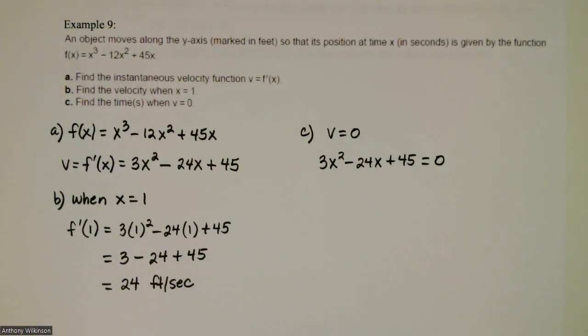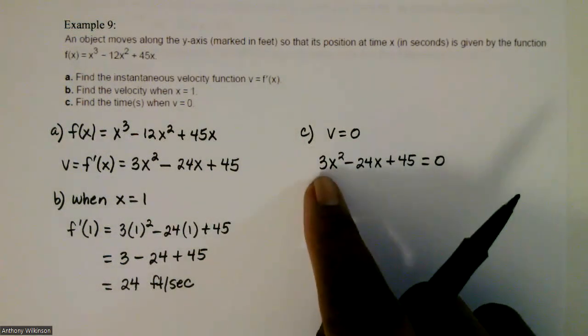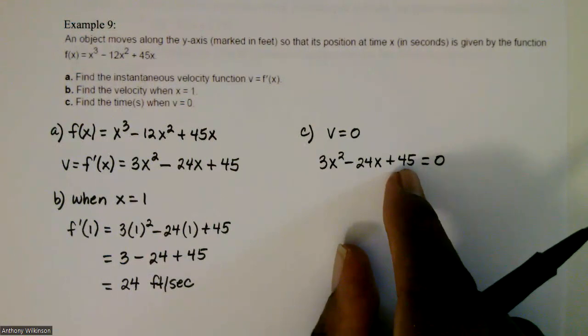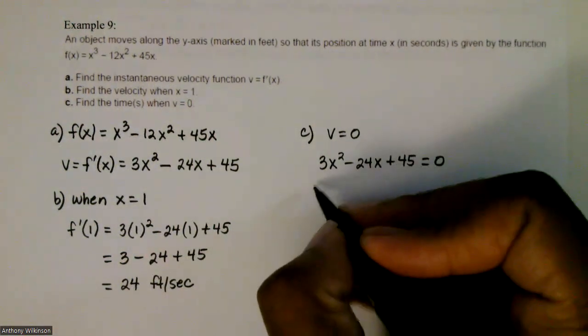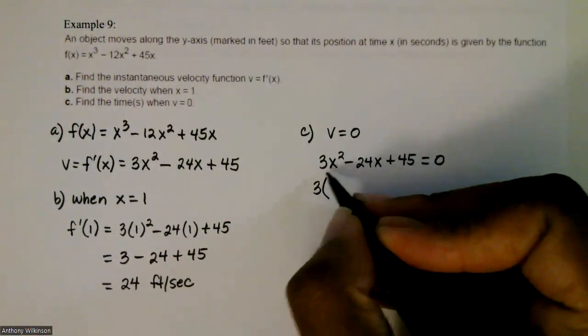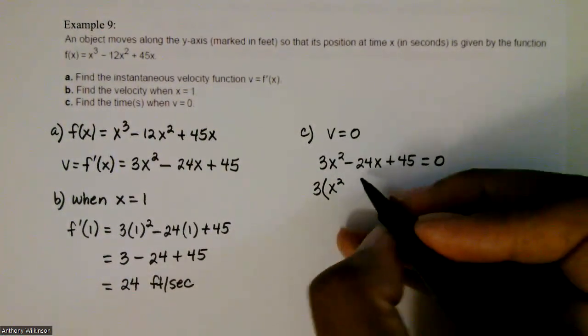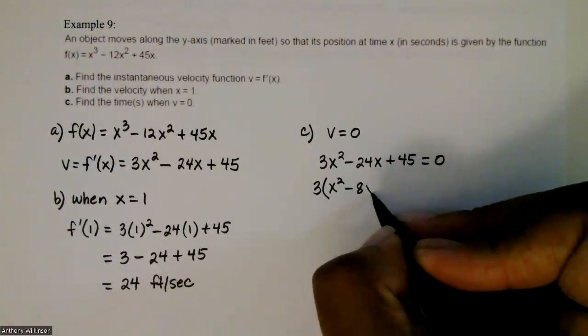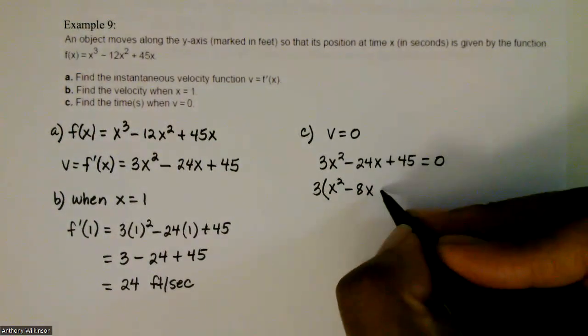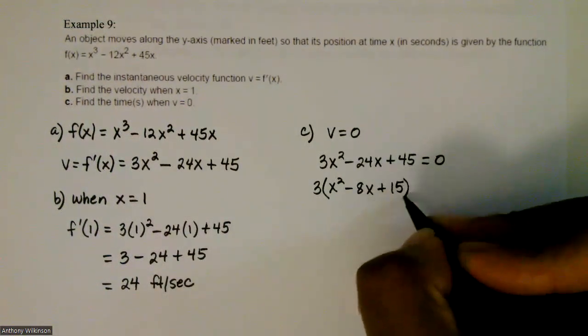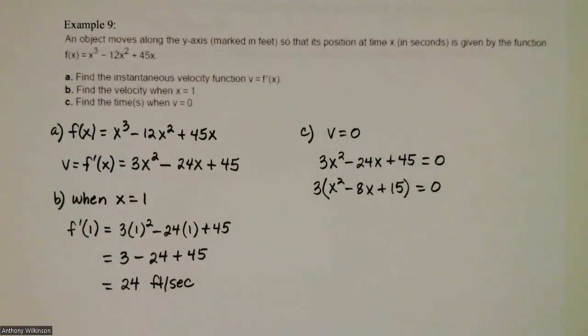Now we're going to factor this completely. In this case, we do have a common factor of 3. So we're going to factor out the 3. We're going to have 3x squared divided by 3 will be x squared, minus 24x divided by 3 will be minus 8x, 45 divided by 3 will be plus 15, equal to 0. Now let's factor x squared minus 8x plus 15 completely.